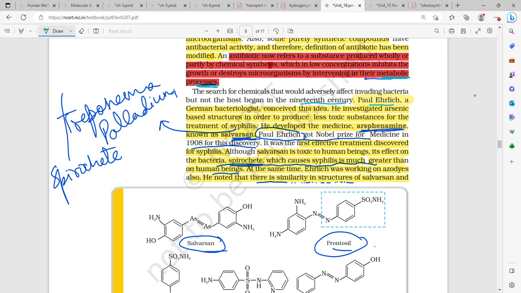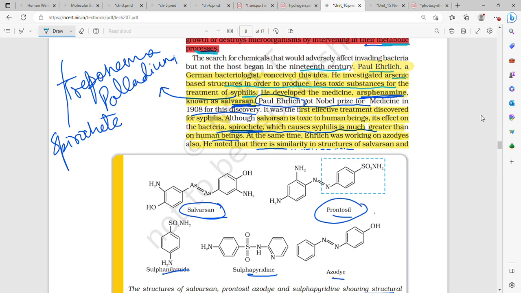Paul Ehrlich was a German bacteriologist. He conceived this idea, and he investigated arsenic-based structures in order to produce less toxic substances for the treatment of syphilis. He developed the medicine arsphenamine, also known as Salvarsan, which contained arsenic, and got a Nobel Prize. It was the first effective treatment discovered for syphilis, and although Salvarsan is toxic to human beings, its effect on bacteria is even more severe than on us.